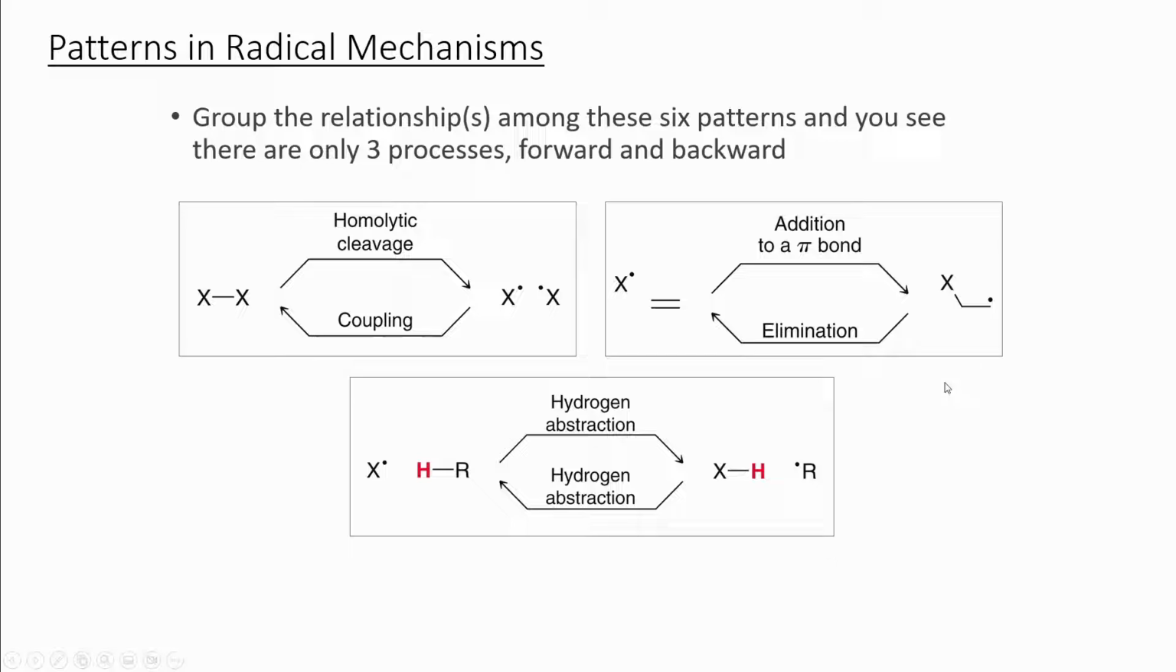One of the interesting aspects of these patterns is that each pattern has a forward and backward process. So we can really group our 6 patterns into 3 processes: the homolytic bond cleavage, addition to a pi bond, and hydrogen abstraction.